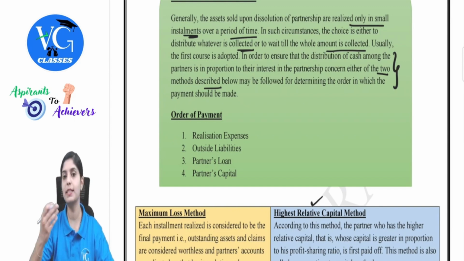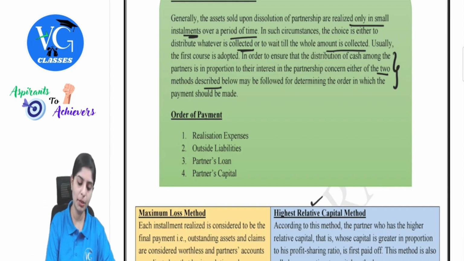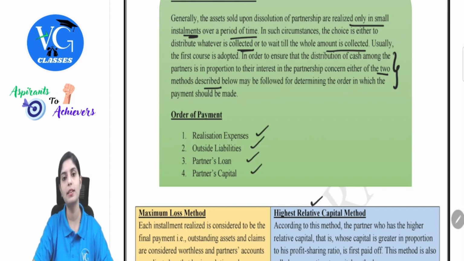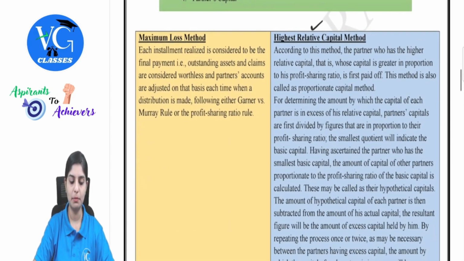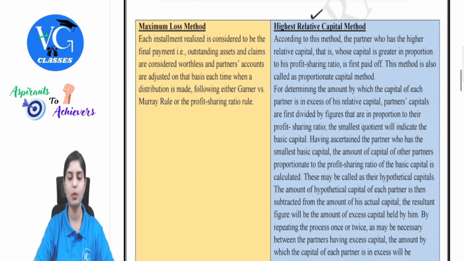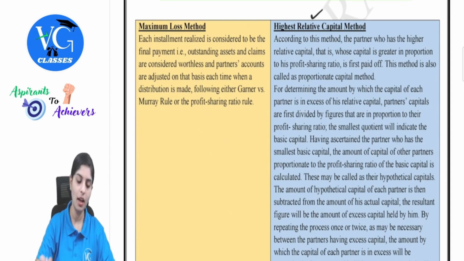The order of payment will be the same thing we discussed. First will be towards realization, then outside liabilities, then partners' loan, and then partners' capital. This is the same point we just understood in the beginning. So there are two methods as mentioned with respect to piecemeal payment. One is the maximum loss method, another one is the highest relative capital method.